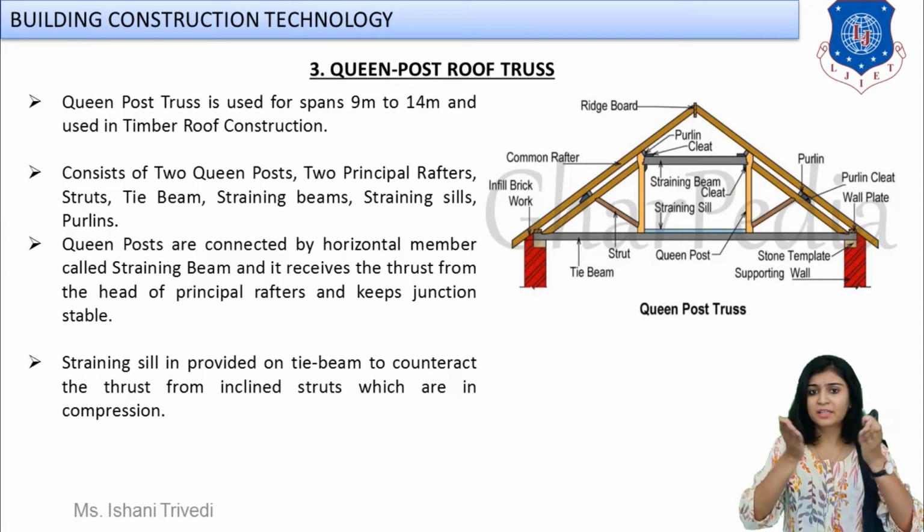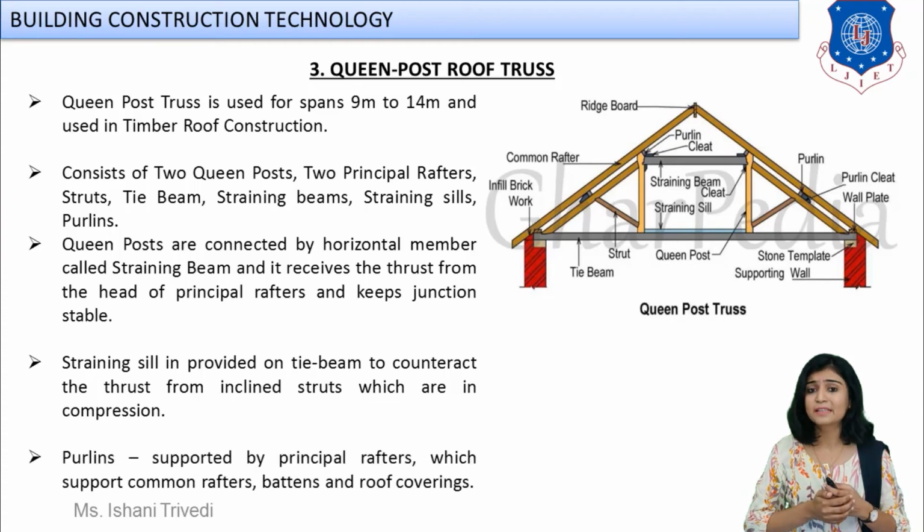Means the diagonal braces, right? Because of that, you will have to provide straining sill also. Sill is nothing but again one type of a block, a plank or a beam. Purlins, as we know about that working, are supported by principal rafters, and on top of that, your covering will be provided.